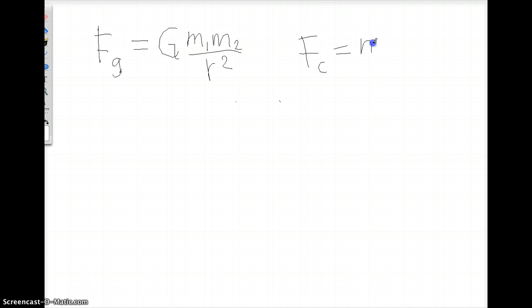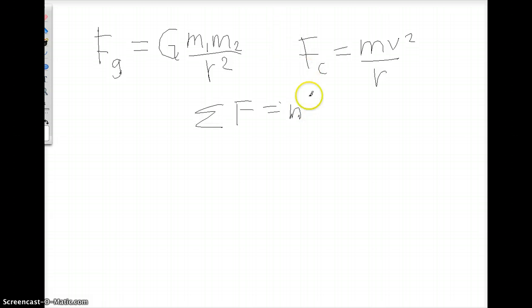centripetal force is a net force that is equal to the mass of the object that's rotating times the velocity of that object squared divided by the distance between that object and the center of the circle. So the net force is centripetal force because it's going in a circle, and the only thing acting on it is this force of gravity. So using Newton's second law, the sum of forces, there's only one force acting on it.